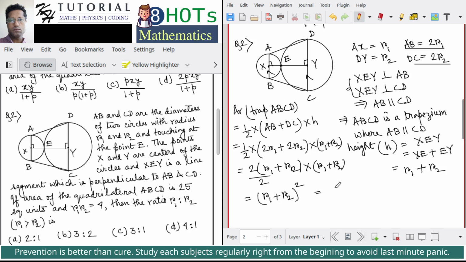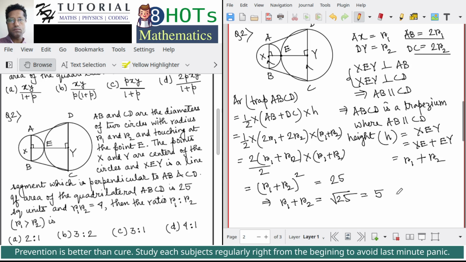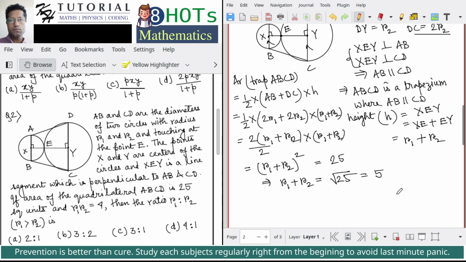The area of the quadrilateral ABCD is given to be 25 square units. So this implies that R1 plus R2, that is the sum of the radii of the two circles, is the square root of 25, which is equal to 5. I am ignoring the units; actually no unit is given, it is given as square units. So R1 plus R2 is 5.